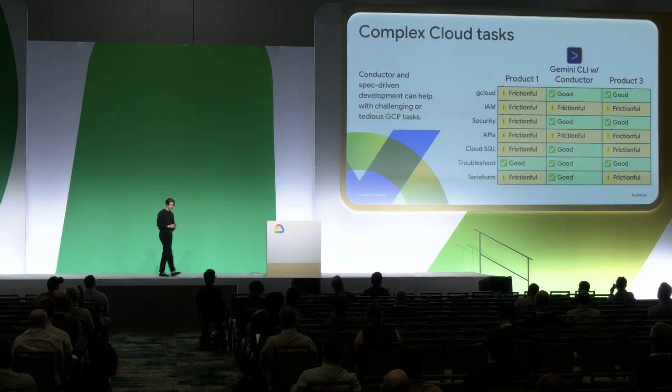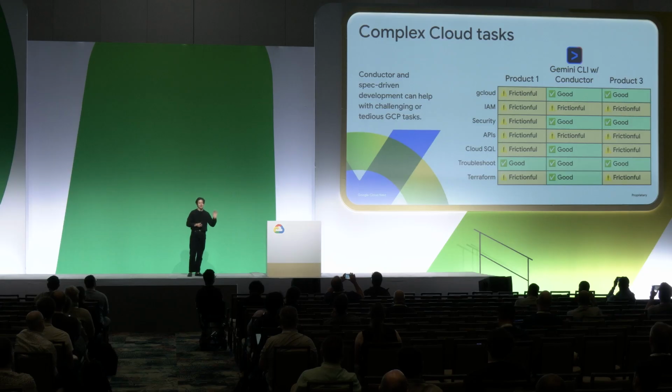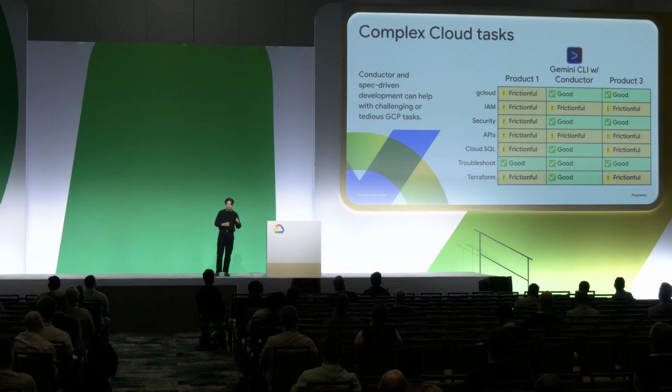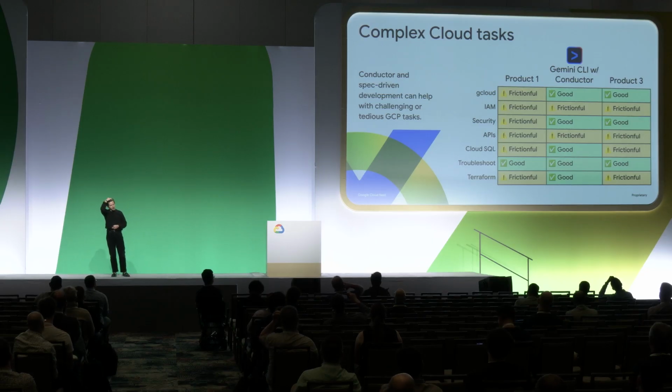So I actually took this table from an internal study that we did, just copied and pasted it. Did take out the product names to be polite, but here we see Gemini CLI with Conductor against 2 different products that don't use that persistent markdown-based methodology. And we can see that, especially for complex tasks, some of these Google Cloud tasks that we have here around security, IAM, APIs, et cetera, Conductor generally leads to better outcomes.